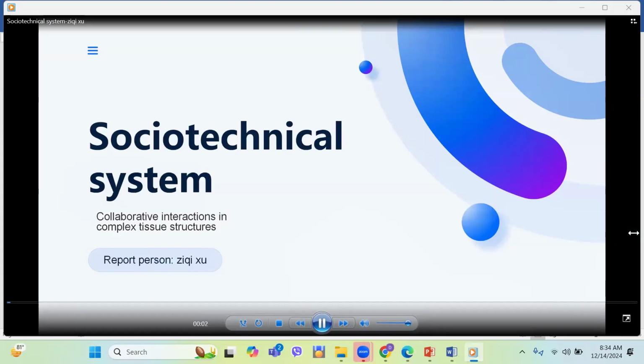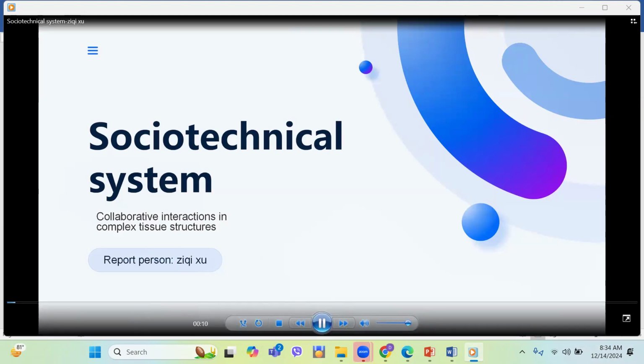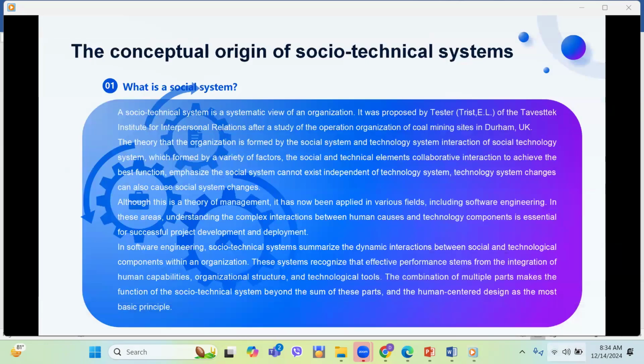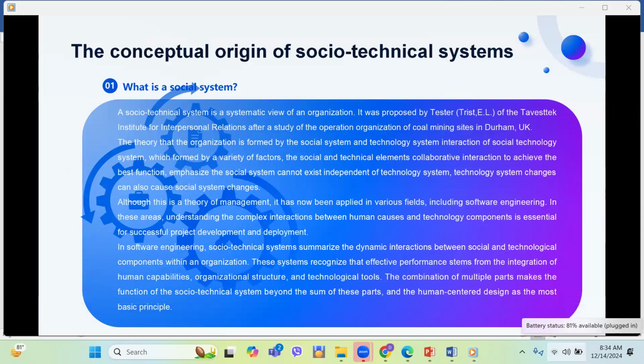Hello everyone. My presentation today is Sociotechnical Systems: Collaborative Interactions in Complex Systems. Before reporting on today's main lesson, I would like to explain the conceptual origin of sociotechnical systems. What is a sociotechnical system? A sociotechnical system is a systematic view of an organization. It was proposed by Trist, Emery, and others of the Tavistock Institute of Human Relations after a study of the operation and organization of coal mining sites in Durham, UK.